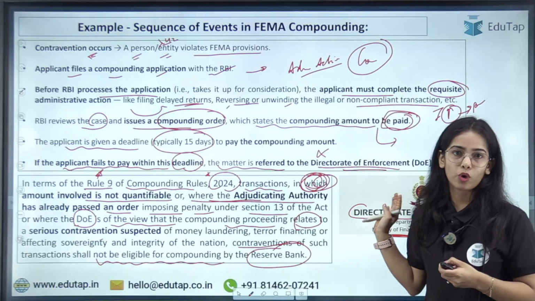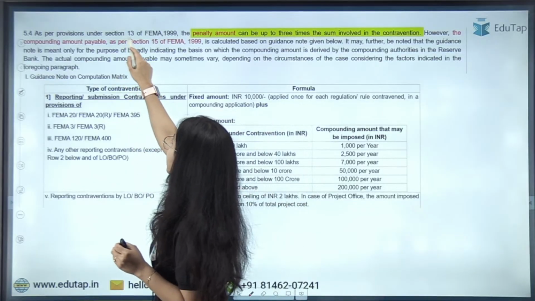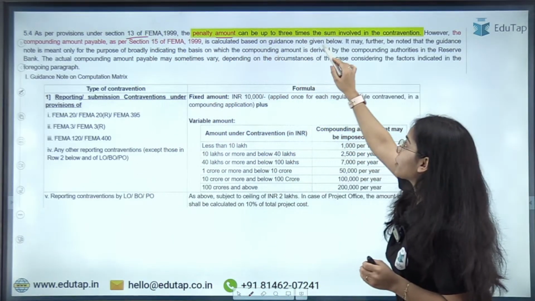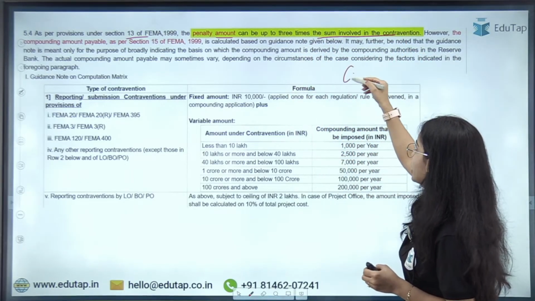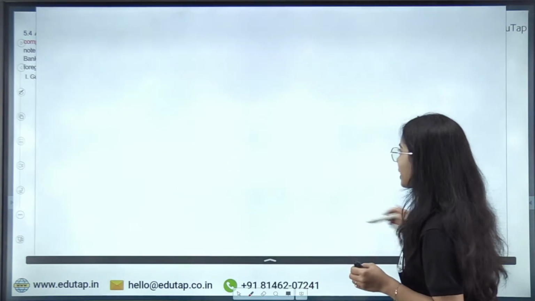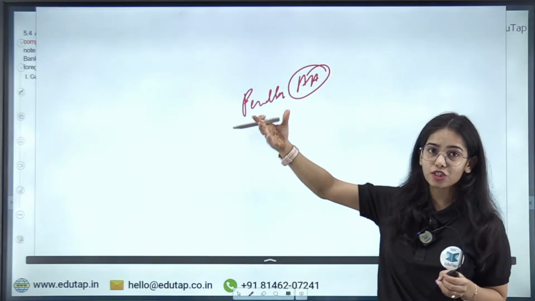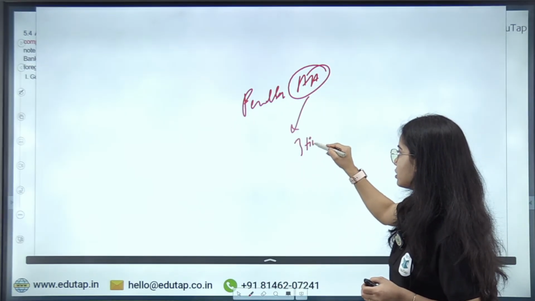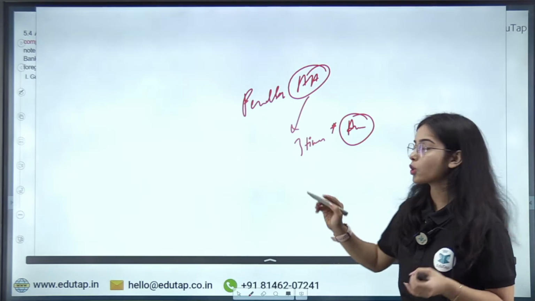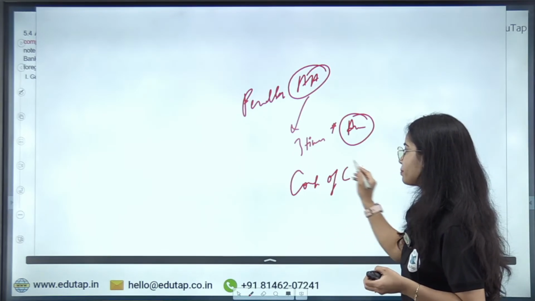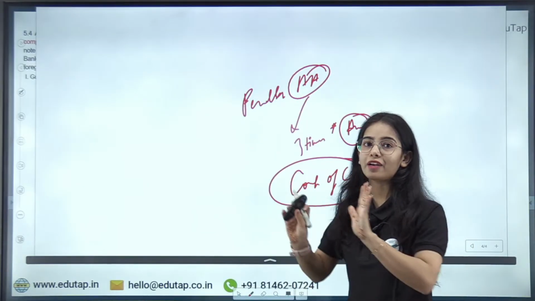compound the contravention. Okay, moving forward, now this is a matrix. So usually the adjudicating authority charges the penalty amount, it can be up to 3 times of the sum involved in the contravention. But when we are talking about compounding of contravention, because the entity has voluntarily accepted the mistake, the entity is voluntarily saying that okay, I have done the mistake.